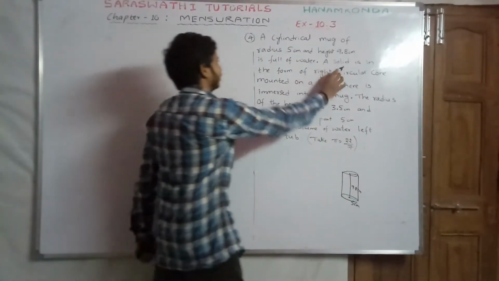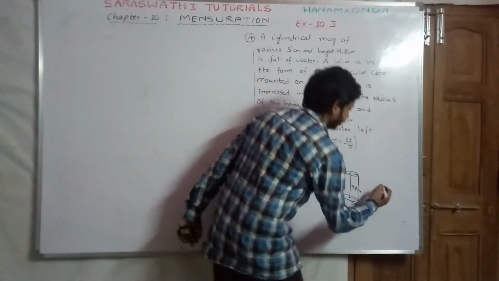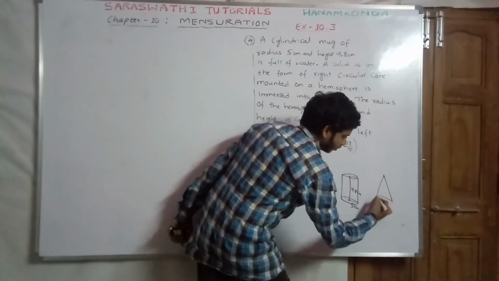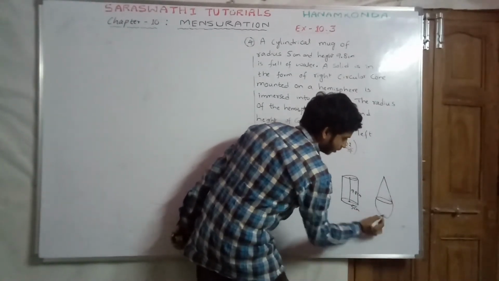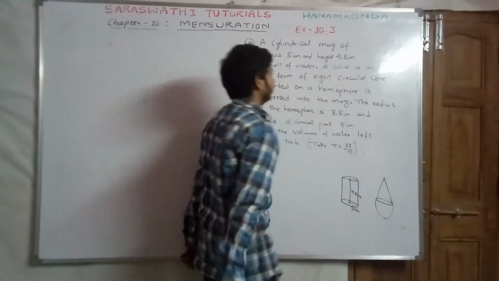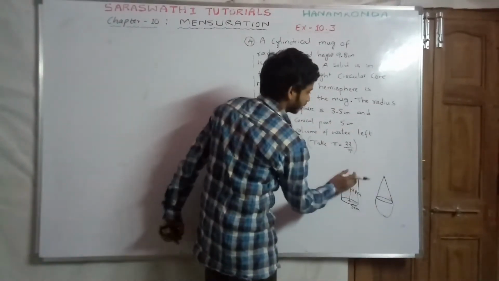A solid in the form of a right circular cone mounted on a hemisphere. So the solid is in the shape of a right circular cone mounted on a hemisphere. That means this cone is mounted on a hemisphere, and this solid is immersed into the mug.